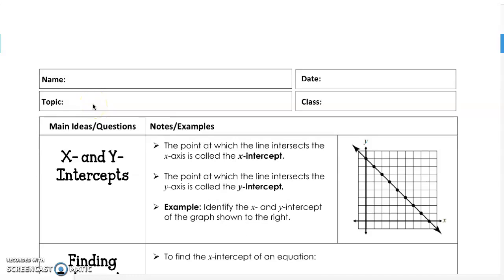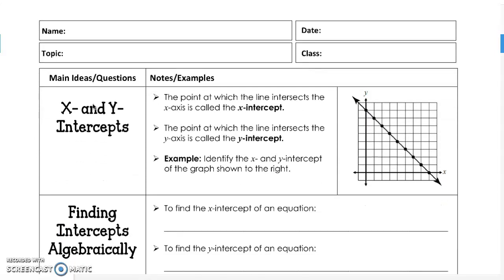On page 411 and 412, we are going to learn another way to graph. So usually we have the slope and the y-intercept, so we graph the y-intercept first and then we count the slope. Sometimes it's easier to use the x-intercept and the y-intercept, so we call it graphing by intercepts.